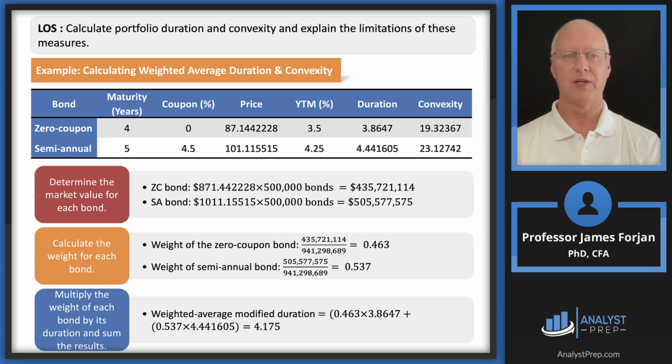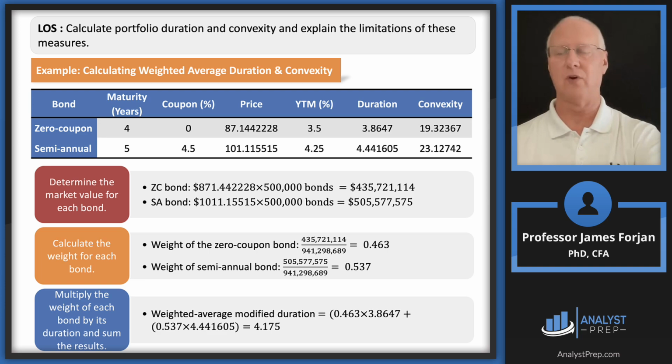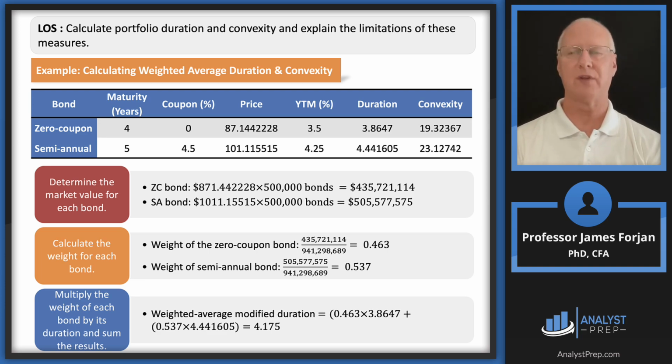There's convexity of 932. There's a semi-annual bond, 5 years, 4.5%. Its yield to maturity is 4.25, so this bond is going to sell at a premium. There's the duration of 4.44 and the convexity of 23. All right, so let's go ahead and see exactly what we're doing here. We're going to buy 500,000 of these bonds. So the zero coupon bond at $871, of course, market value of $1,000. So we've got $435 million invested in the zero. We've got $505 million invested in the semi-annual coupon bond.